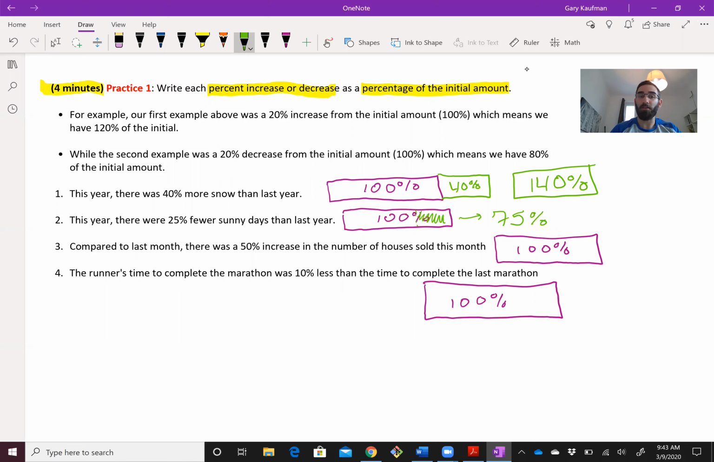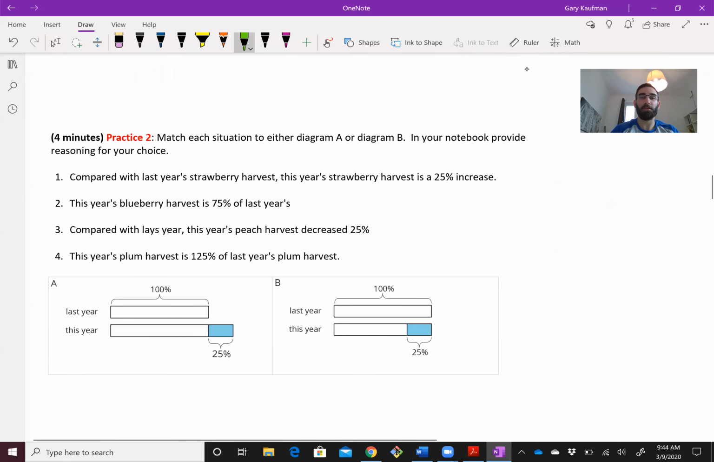Compared to last month, there was a 50% increase. Okay, there's my increase of 50%, which means I have 150% of the original. The runner's time to complete the marathon was 10% less. So I'm losing 10%. Well, that means I have 90% of the original. Let's go on to the next practice problem.